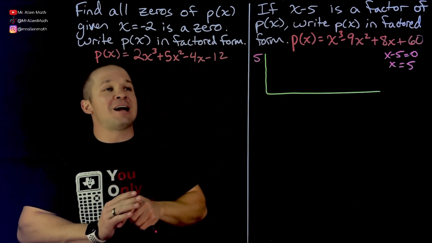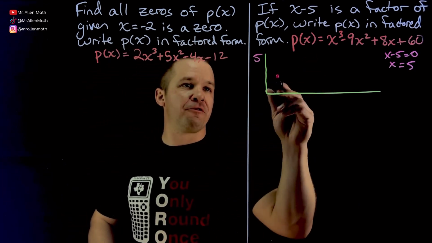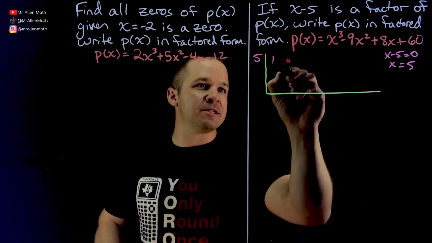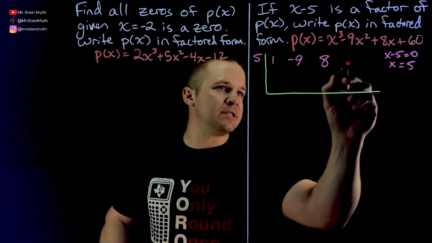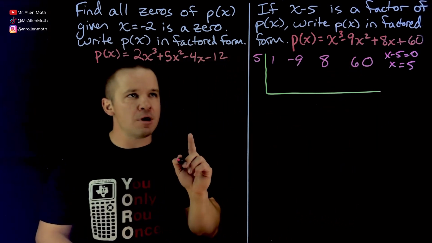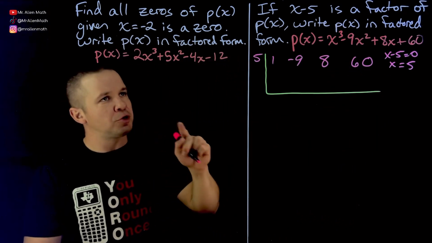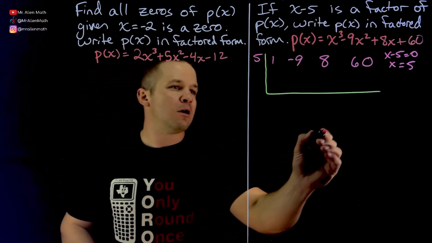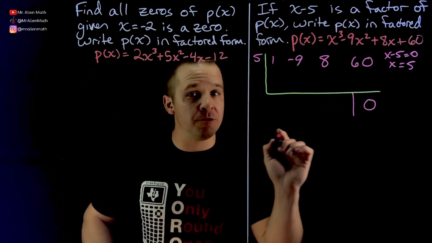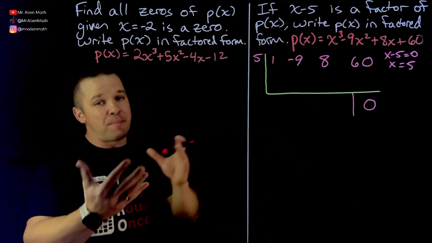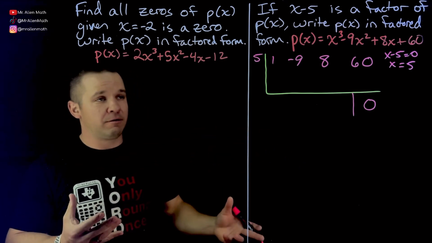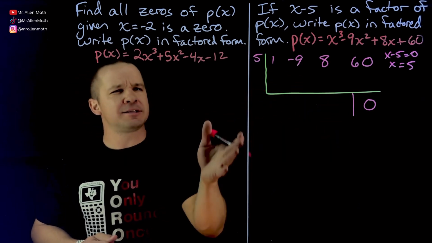All right, now I've got to put in my coefficients. For the x cubed, it's 1. Over here, it's negative 9. Over here, we've got 8, and then we have 60. What I do know is that if I've been told x minus 5 is a factor, my remainder right here should be 0. If it's not, then I made some kind of a mistake, and I've got to go back and take a look to see if I can find it. But I know that remainder has to be 0. Let's see if it works out.